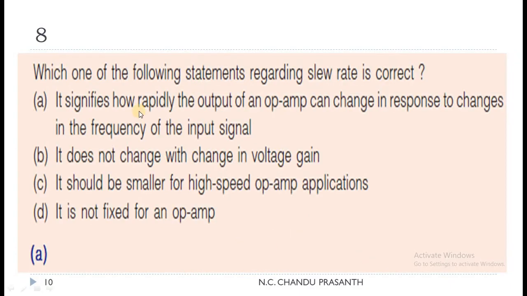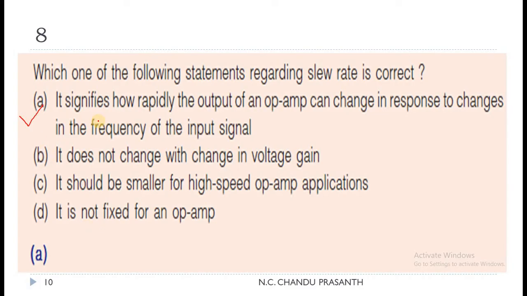And next one, which one of the following statements regarding slew rate is correct? Option A, it signifies how rapidly the output of an op-amp can change in response to changes in the frequency of the input signal. Option B, it does not change with change in voltage gain. Option C, it should be smaller for high-speed op-amp applications. And option D, it is not fixed for an operational amplifier. What is the correct option?